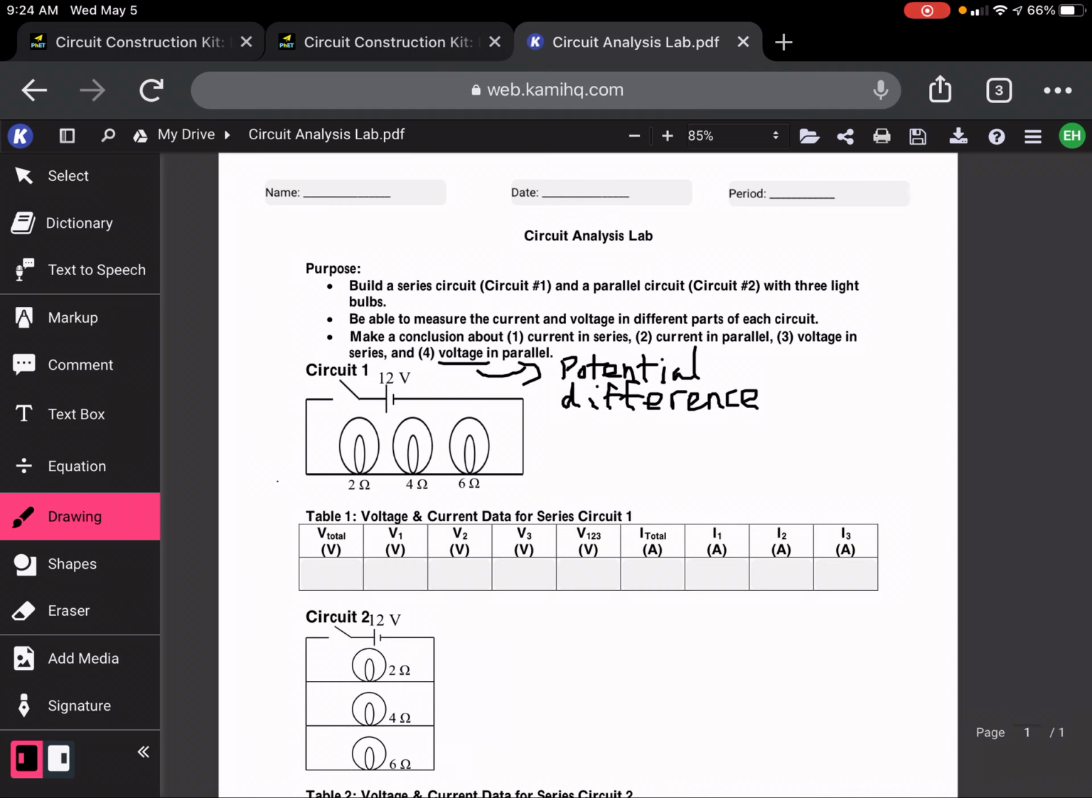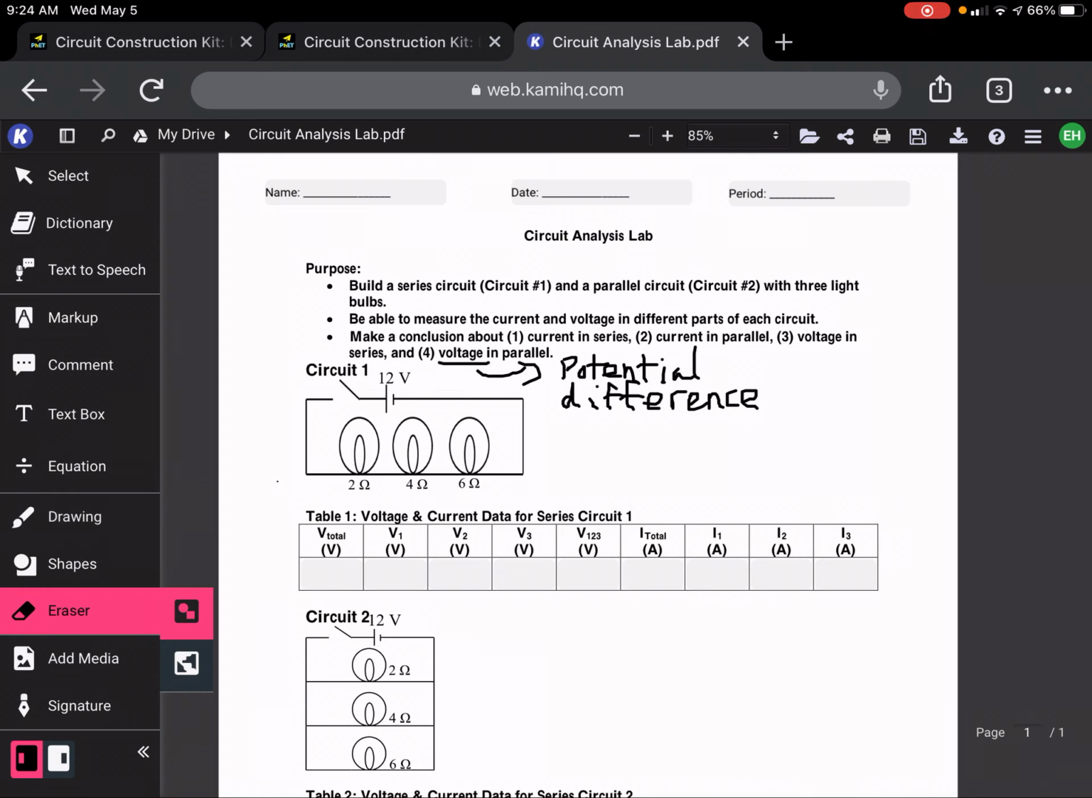In circuit number 1, you can see we've got a 12-volt battery connected to a switch, and the current is going to go this way, over the light bulbs, and then back to the battery again.